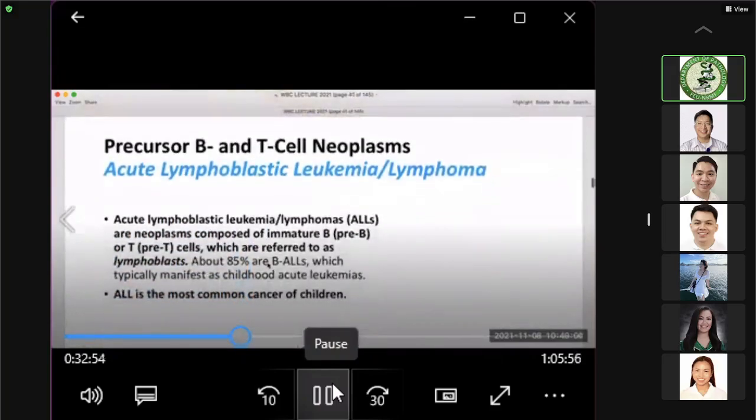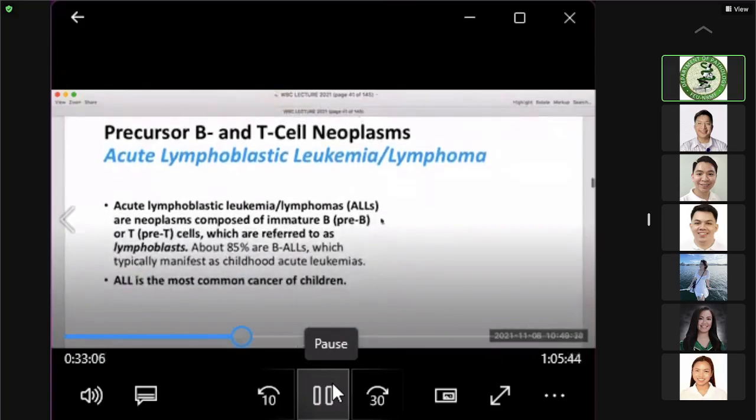Okay, let's discuss precursor B and T cell neoplasm. Acute lymphoblastic leukemia or lymphoma, or ALL. So they are composed of immature B or T cells, so pre-B or pre-T cells. These are referred to as the lymphoblasts. About 85% are B-ALL. So B-ALL is more common as compared to T-ALL. And ALL is generally the most common malignancy in children.